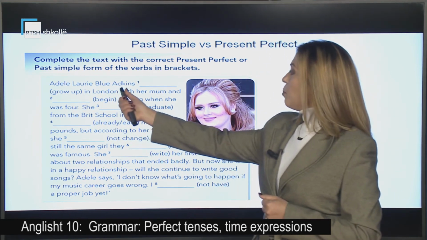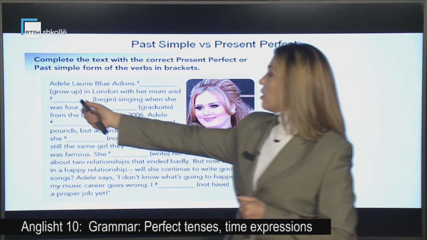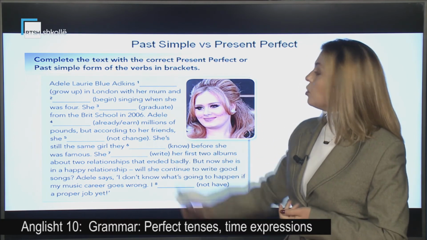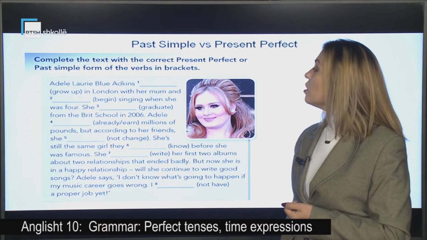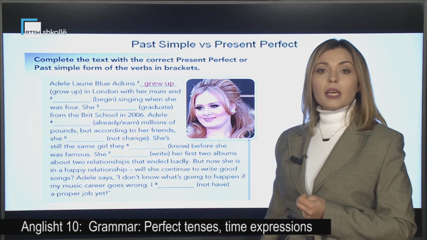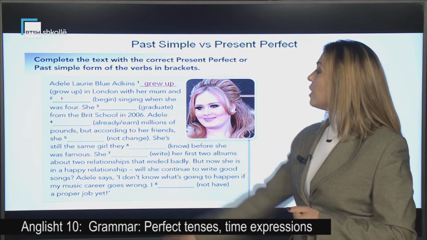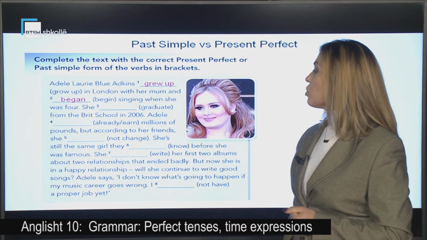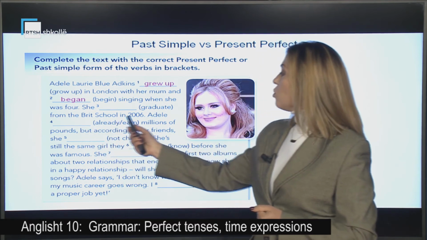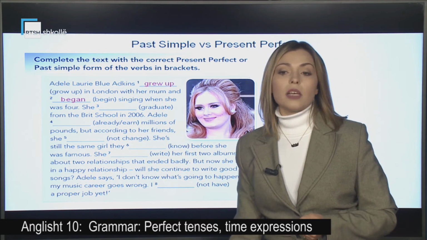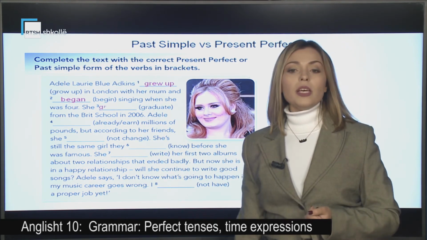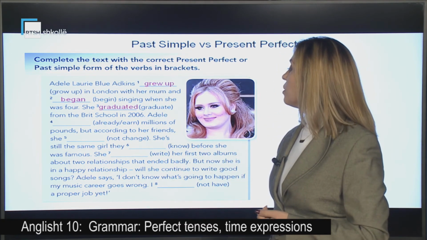Adele Laurie Blue Adkins. You have the verb grow. Of course, it is in the past. It's something finished. So we need to put the verb grow in the past simple. So she grew up in London with her mom, and the verb begin in the past, of course, and began singing when she was 4. She, the verb is graduate, from the Brit School in 2006. What did I tell you? Ask yourselves when: in 2006. So she graduated, past simple.